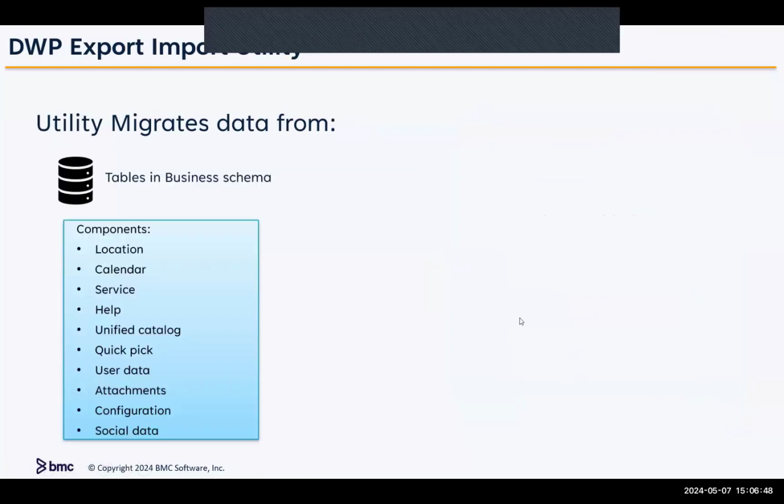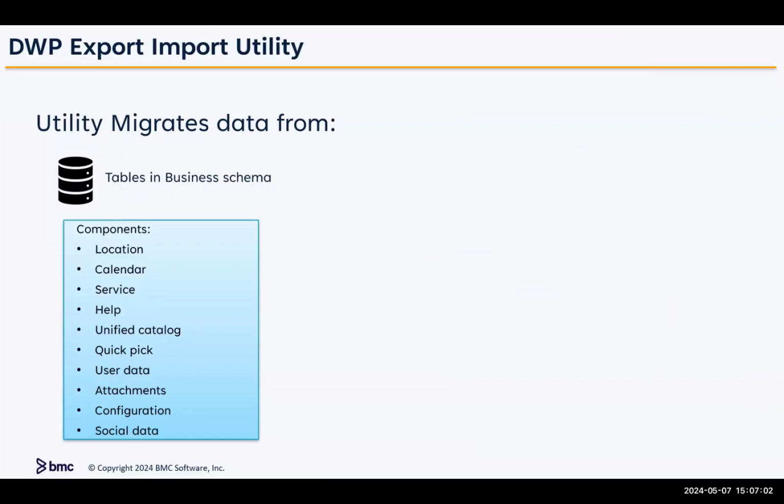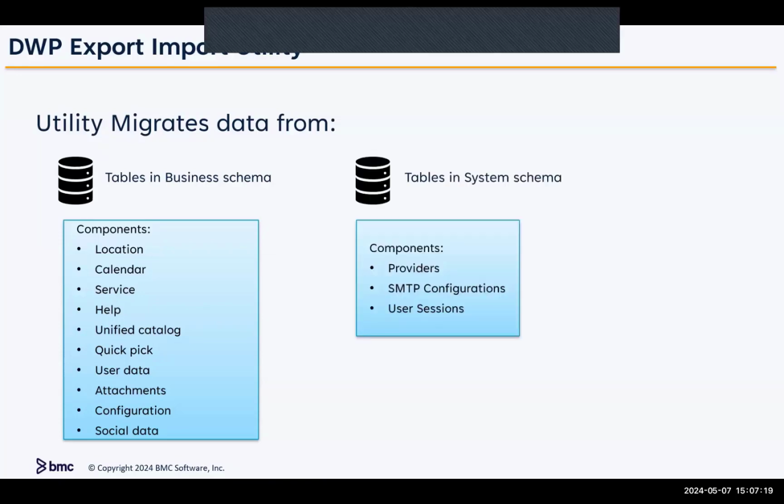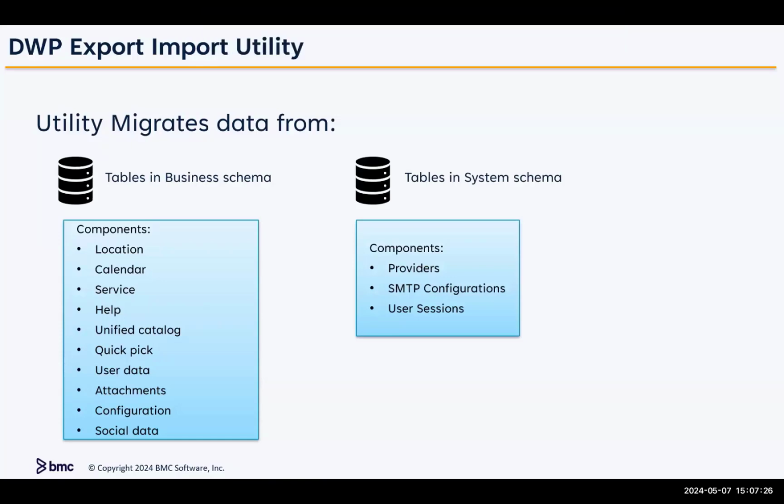Yeah, thanks, Murali. Hello, everyone. This is Anita Raja from SEAL team. I'm very happy and delighted to present this session on DWP Export-Import Utility. The DWP Export-Import Utility is designed to migrate DWP data from a non-converged database to the converged database. The export will include tables in business schema and also the tables in system schema. When we say tables in business schema, the components included in the business schema are listed as below, like location, calendar, services, etc., till social data. And in system schema, we will have the data for the components related to providers, SMTP configurations, and user sessions.